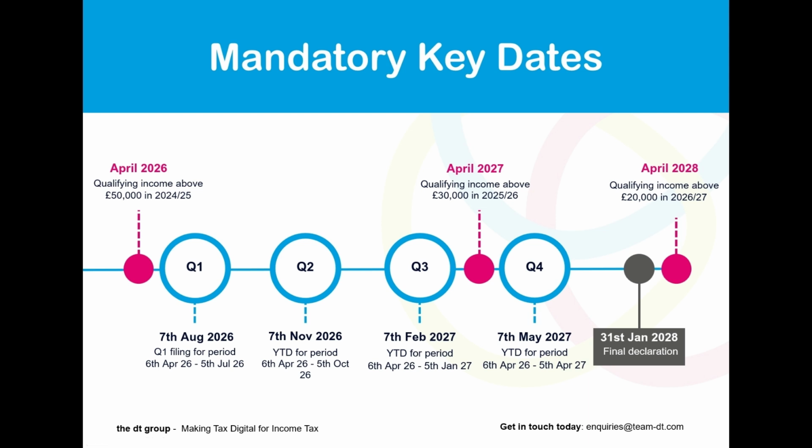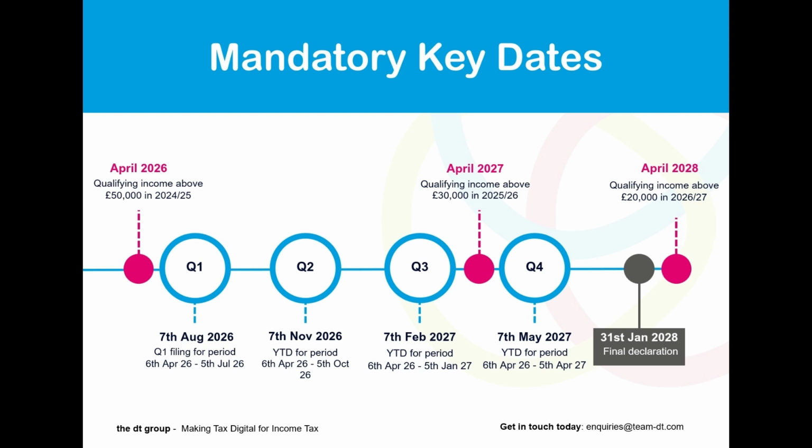Your quarterly submission periods. Once you've signed up, these will be your default quarterly periods. You can request to be reporting from the 1st of April, but the default is from the 6th of April. So quarter one will be the 6th of April to the 5th of July, submission by 7th of August 2026. Quarter two is the 6th of April to the 5th of October, so this is now year-to-date basis, and you submit this for 7th of November.